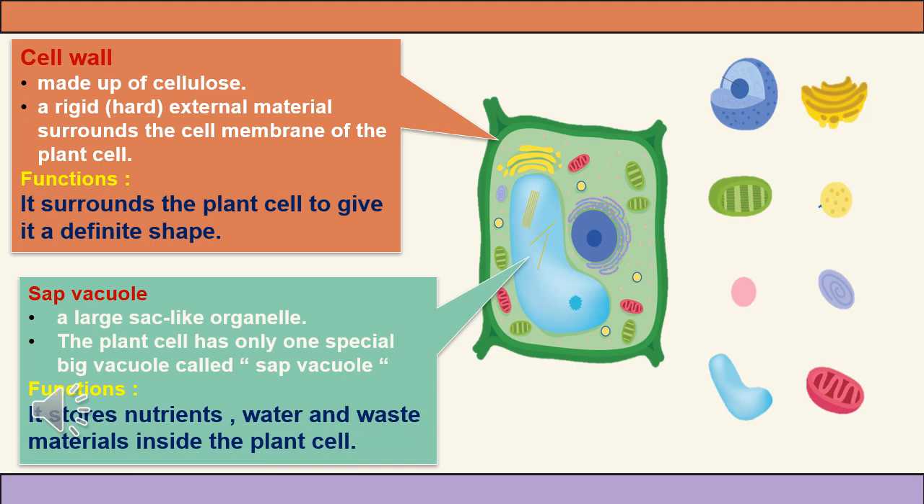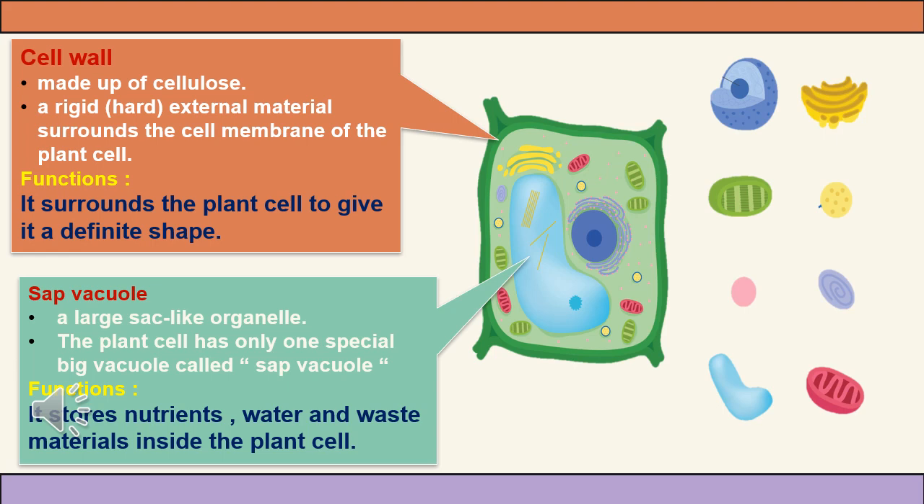Guys, let's start with the cell wall. Can anyone tell me what is the cell wall? Super. It is a rigid external material that surrounds the cell membrane of the plant cell. And in which cell can we find the cell wall? Super, in the plant cell only. Okay, can anyone tell me what's the function of the cell wall? Super boy, it surrounds the plant cell to give it a definite shape.